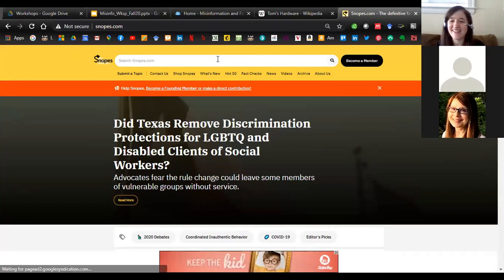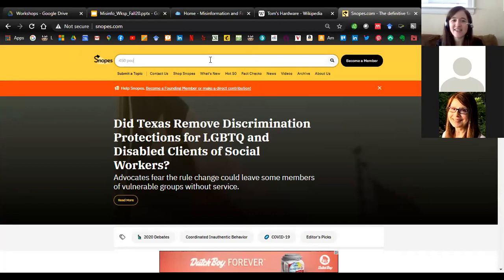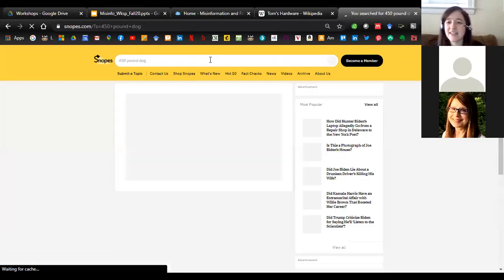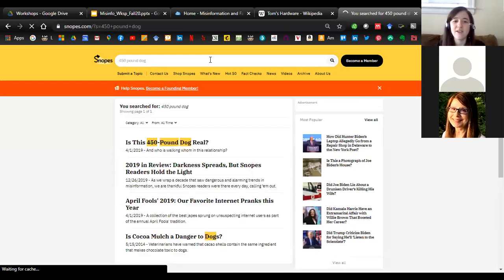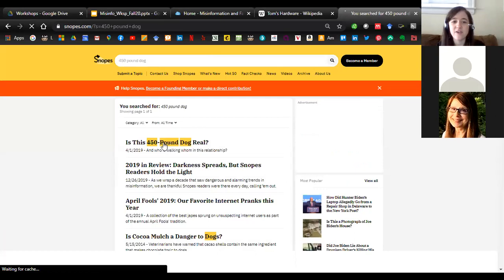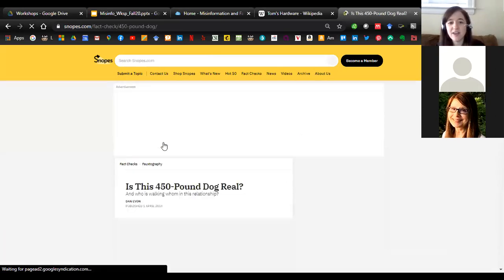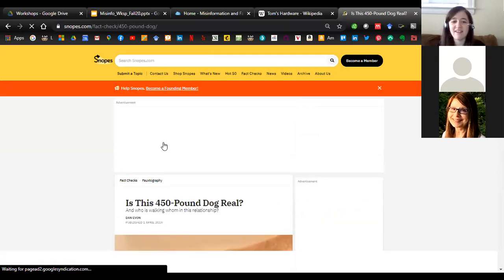Okay, great. Nathaniel found it. Does anybody else find it successfully? This was a fairly easy one to find in Snopes. So if you just search 450-pound dog, it says, is this 450-pound dog real? So what was really happening? Does anybody find out?